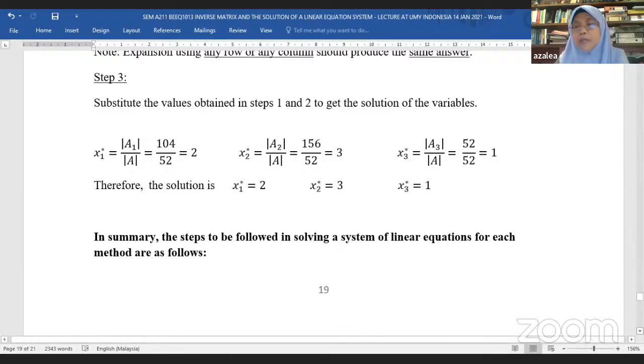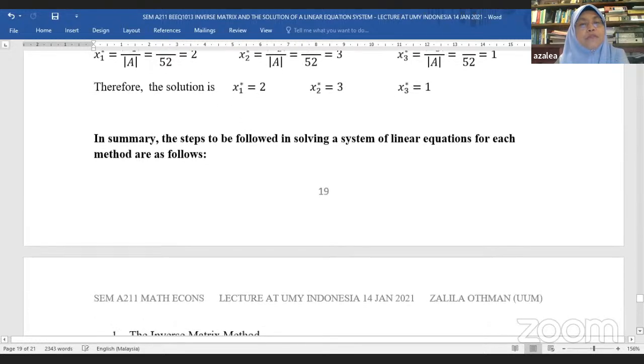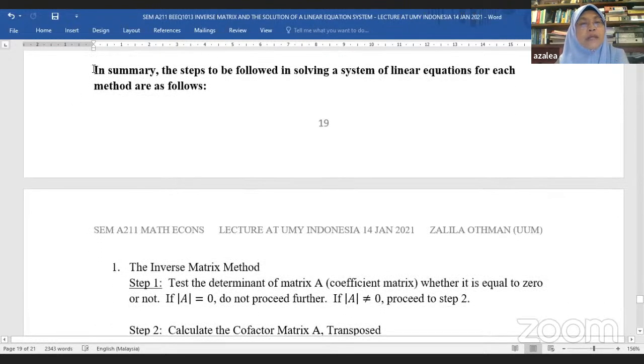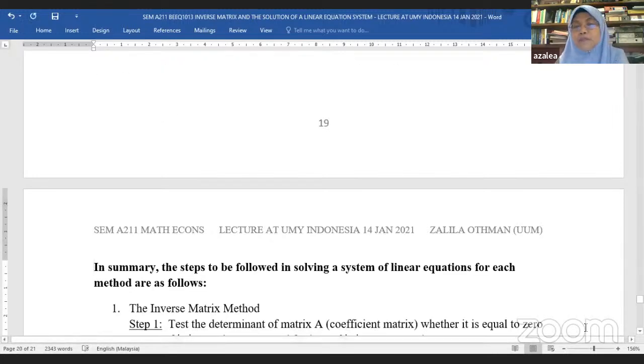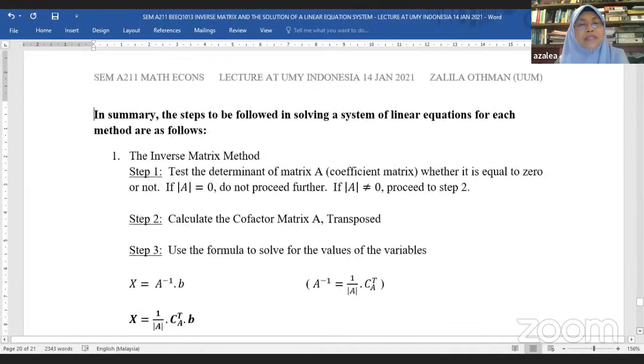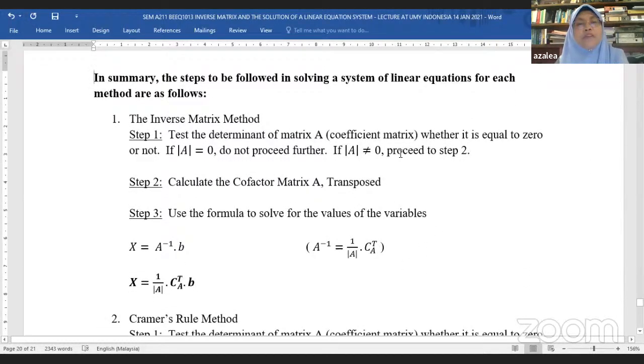Okay, so in summary, the steps to be followed in solving a system of linear equations for each method are as follows. For the inverse matrix method, step 1, test the determinant of matrix A. Compare it with 0. If it is equal to 0, we do not proceed further because there will be no solution. However, if the determinant is not equal to 0, then we can proceed to the following steps. In step 2, we calculate the cofactor of matrix A transpose. And in step 3, use the formula to solve for the values of the variables.